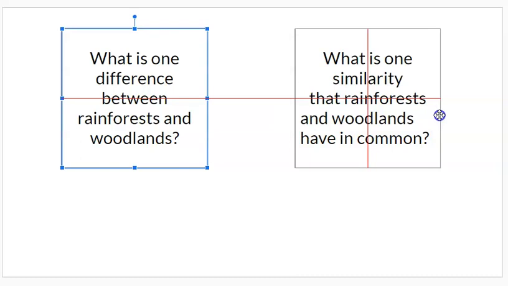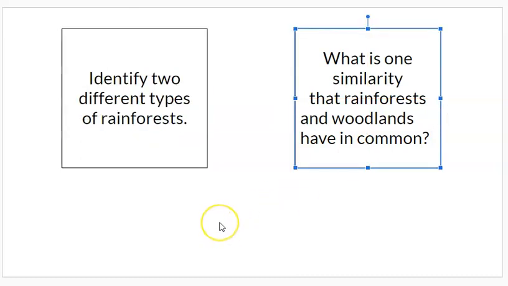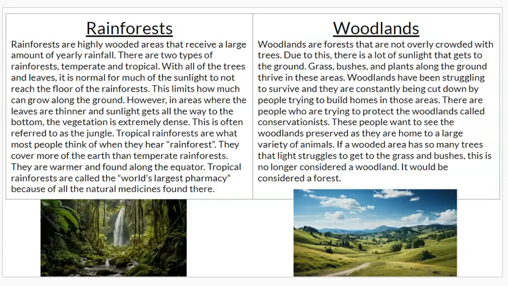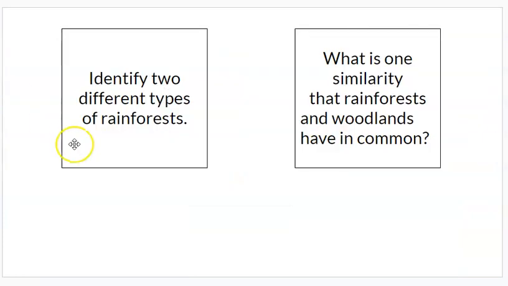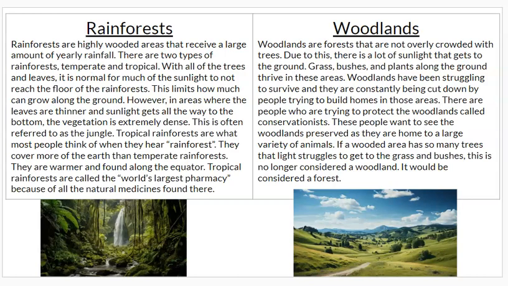Let's look at the next question. Identify different types of rainforests. To find the answer to this, I know I can completely ignore the woodlands passage. Right here, I see the words two types. That's a clue to maybe help me find the answer to my question. Let's read the whole sentence. There are two types of rainforests, temperate and tropical. That answers the question about two different types of rainforests. The different types are temperate and tropical.